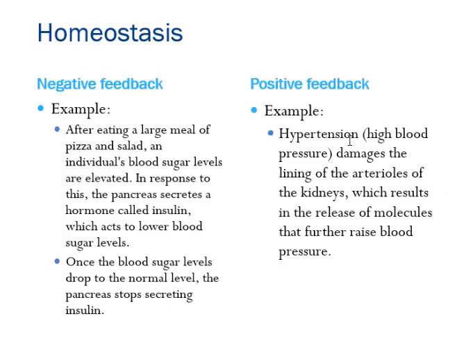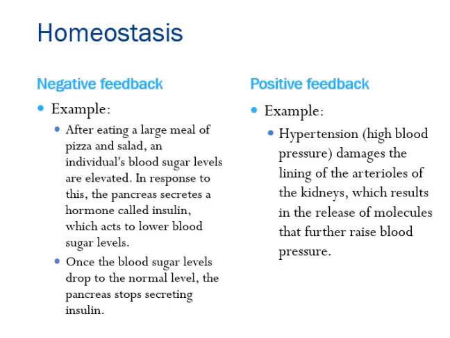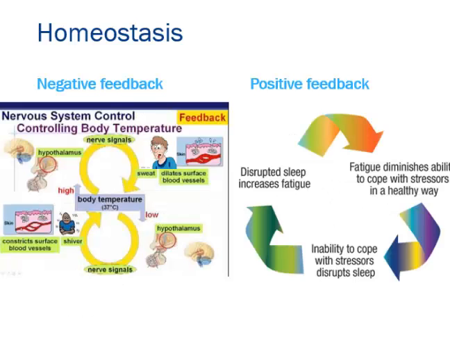A positive feedback mechanism, which in this case is a bad thing, of course, is that high blood pressure damages the kidneys and the arterioles, basically the veins and arteries, and that causes the release of molecules which further raise the blood pressure, which is a negative example of positive feedback. This example is just a couple of very basic diagrams that really illustrate one example of negative feedback and one example of positive feedback.